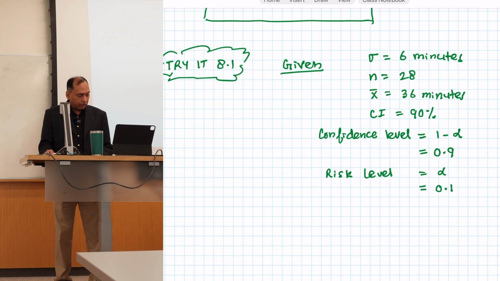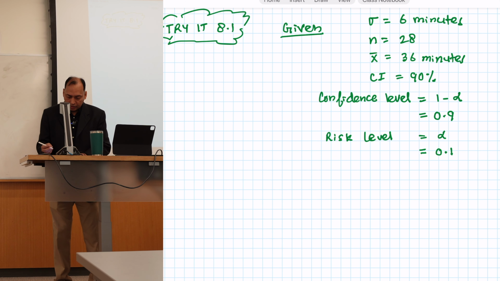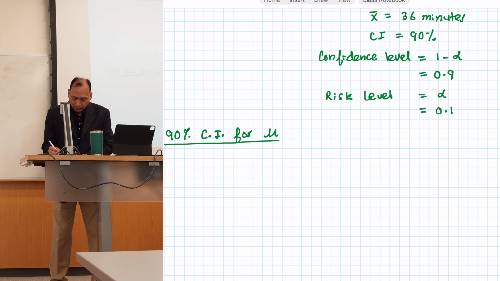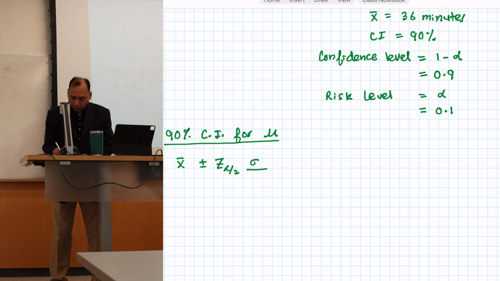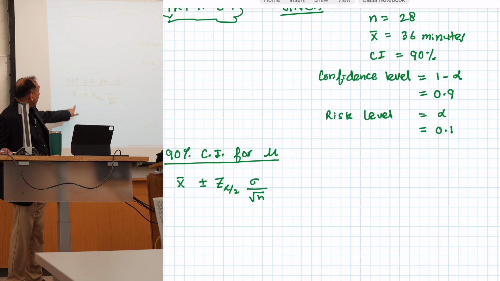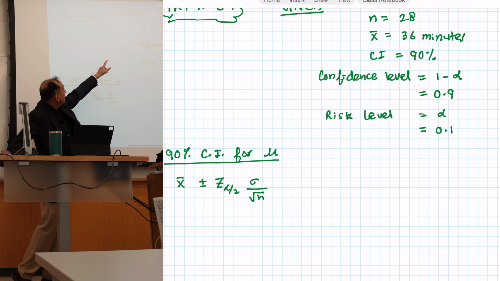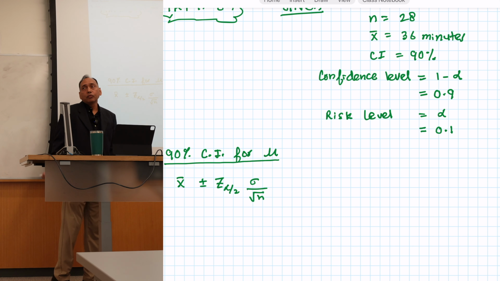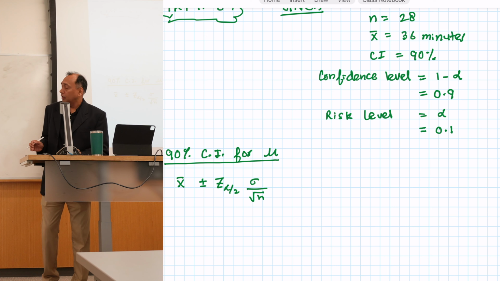So these things are given, and what we are interested in is 90% confidence interval for mu. That is given by x bar plus minus z alpha by 2 sigma over square root of n. So I'm just rewriting that formula. You already have x bar, you already have sigma, you already have n. The only thing we don't know is z alpha by 2. So that's the only thing that we have to figure out.